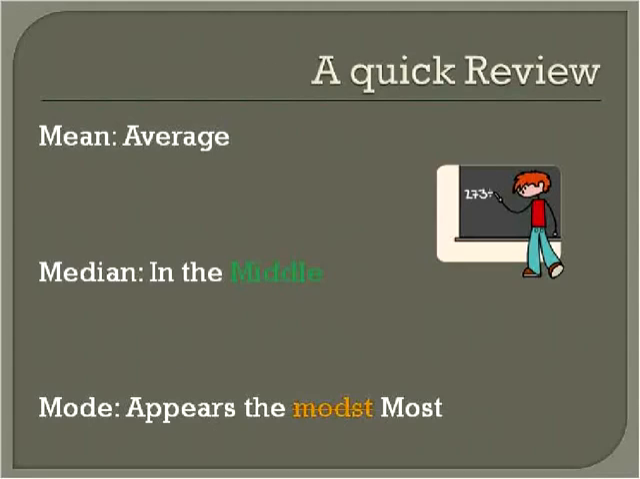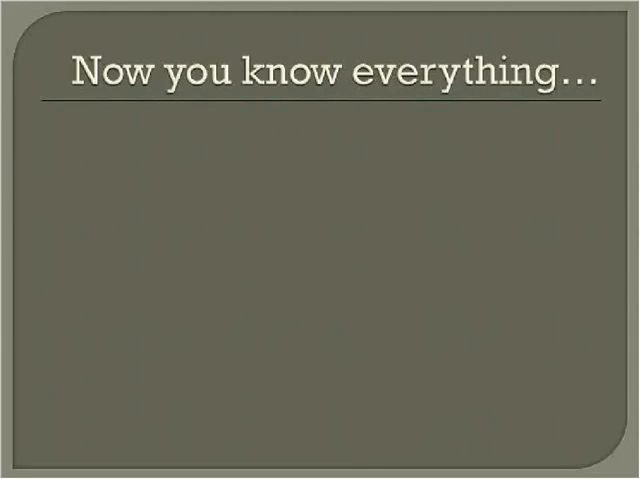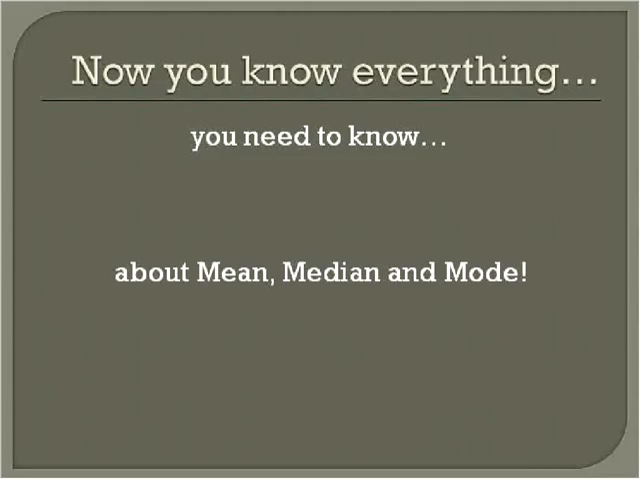All right, here's a quick review. The mean is the average. The median is the number in the middle, and the mode is the number that appears the most. All right, now you know everything you need to know about mean, median, and mode.